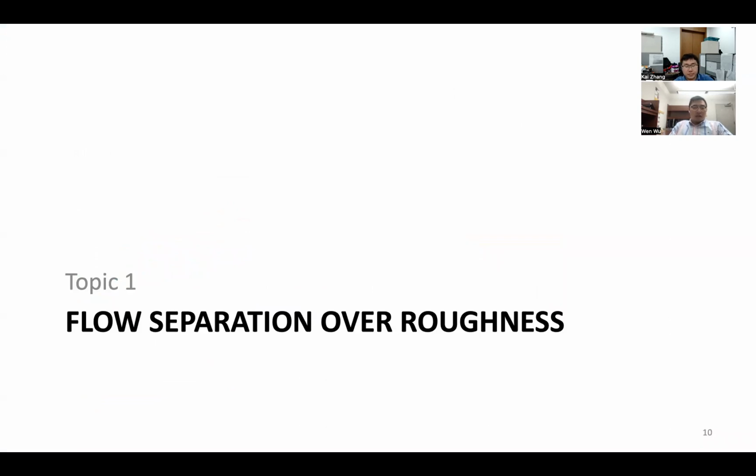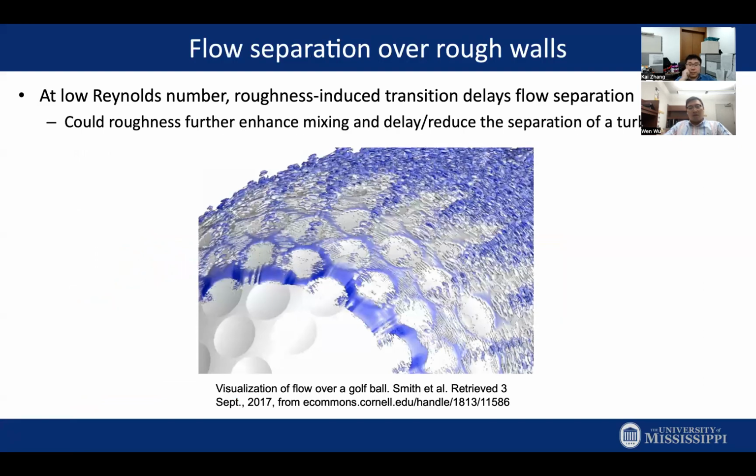So the first topic that I want to share is flow separation over roughness. Flow separation, as we all know, has been utilized in golf balls to induce transition such that flow separation can be delayed. This is the canonical aerodynamics class example. But what if the flow is already turbulent and this transition has already been bypassed?